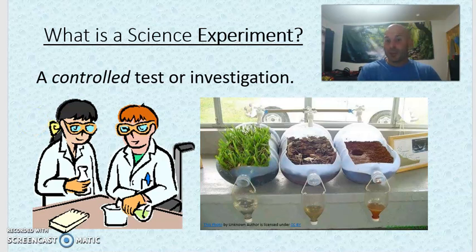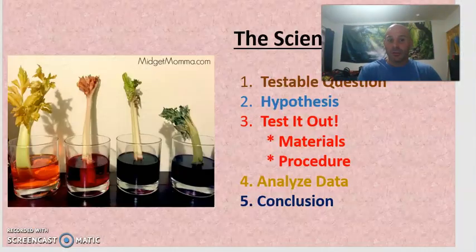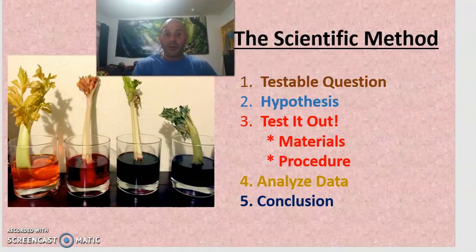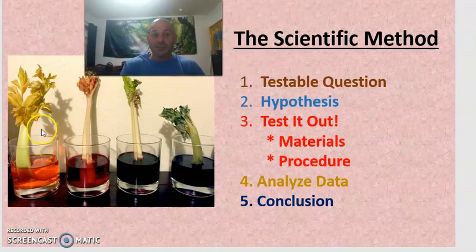What about this picture? Can anyone think of what a scientist maybe was trying to figure out with, it looks like, different pieces of celery with different colors of water? Well, we're going to come back to that.